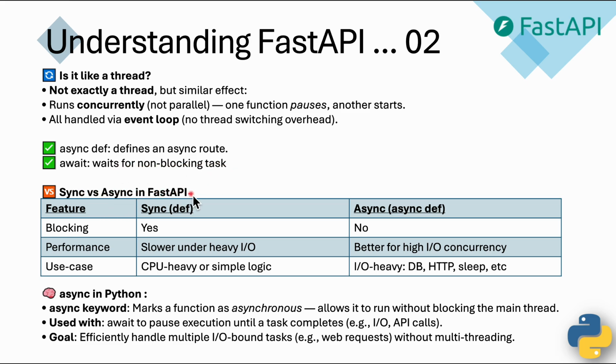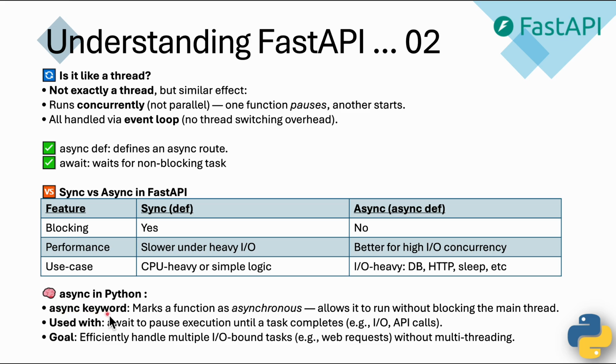Sync versus async in FastAPI. Feature: blocking. Sync def, yes. Async def, no. Performance: sync def is slower under heavy input output. Async def is better for high I/O concurrency. Use case: sync def for CPU heavy or simple logic. Async def for I/O heavy work: DB, HTTP, sleep, etc.